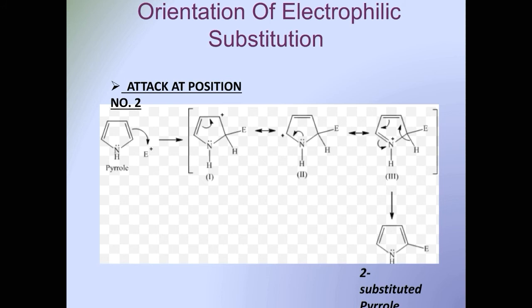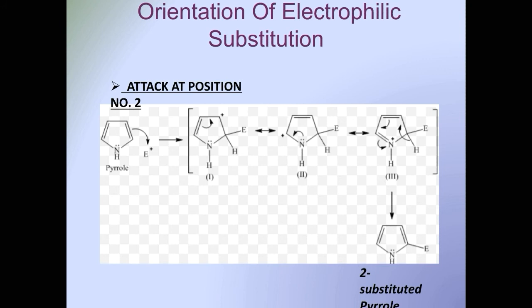Now we will see the attack at position number 2. This is the C2 position and this E positive is the electrophile. This electrophile will attack at position number 2. That's why the bond shifted towards the C2 position, forming the positive charge at carbon number 3. Again, this bond is shifted towards the C4 carbon atom and the positive charge is delocalized on the C5 carbon atom.